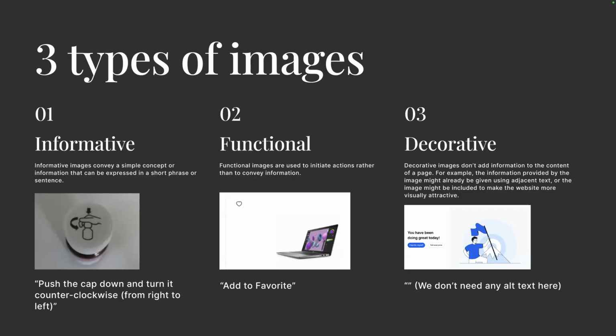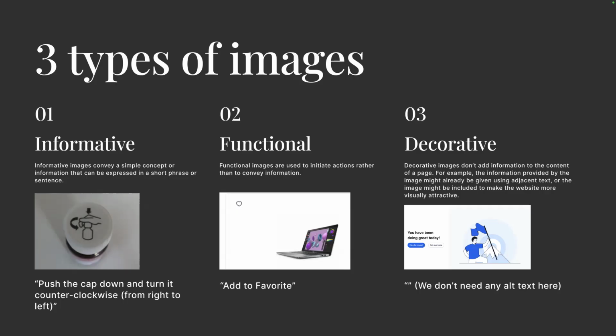Two, functional. Functional images are used to indicate some action rather than convey information. A lot of icon buttons fall into this category, for example, this add to favorite button. Three, decorative images. These are purely for aesthetic purposes. It's just for looking good, and it doesn't provide any meaningful content to the page. In this case, we don't need alt text, and just putting in an empty alt attribute will be great.